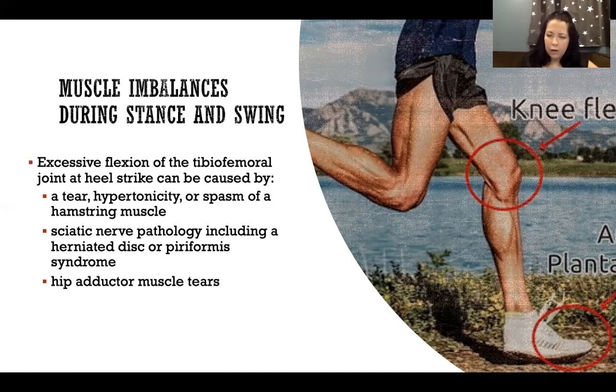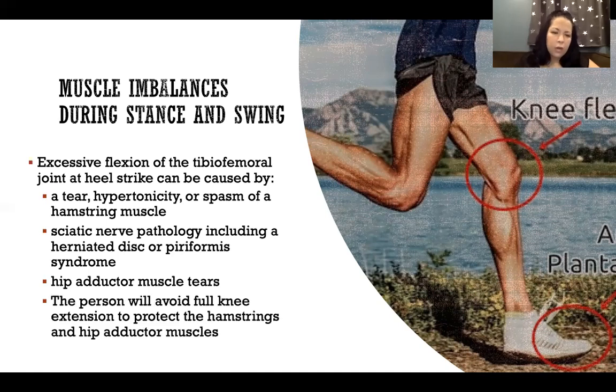Hip adductor muscle tears could interfere. And the person will avoid full knee extension to protect the hamstrings and hip adductor muscles. So if those muscles are hypertonic, or if there are tears or some kind of injury, then somebody might stay in excessive knee flexion at heel strike because they're trying to protect those muscles, because it may feel like if they do go into full extension that they will tear the hamstrings or the hip adductors. That may not be the case, and they may not be consciously aware of that, but that might be the sensation in their body, and so they're altering their gait to protect those muscles.